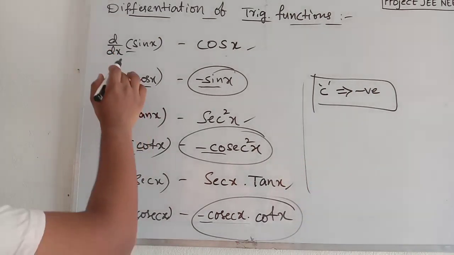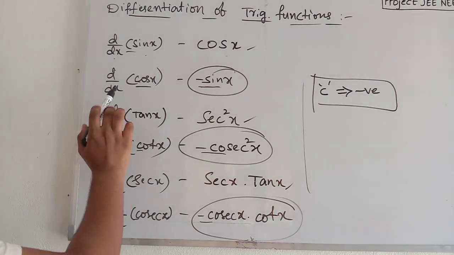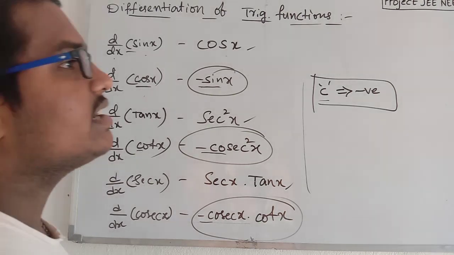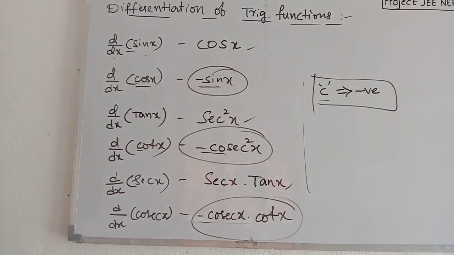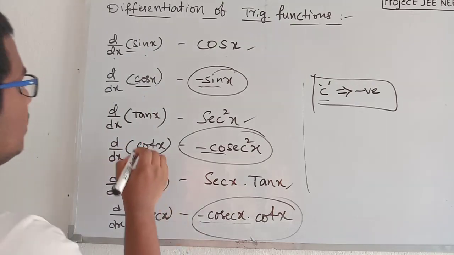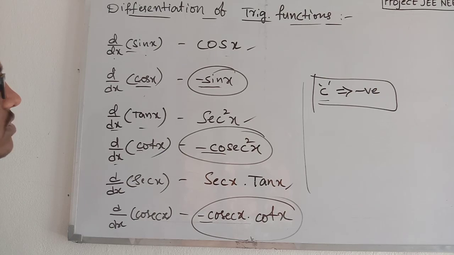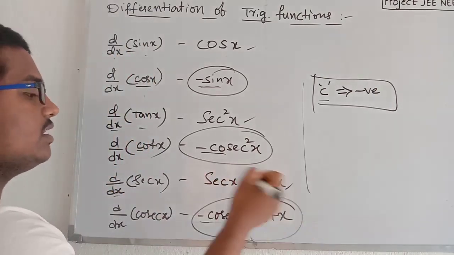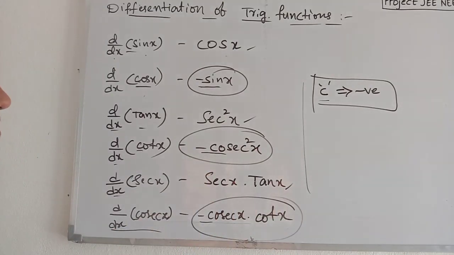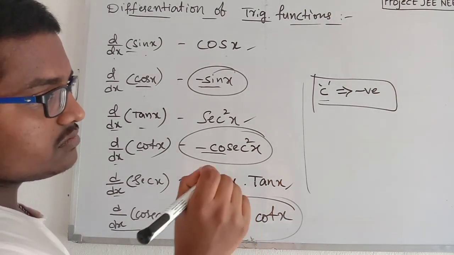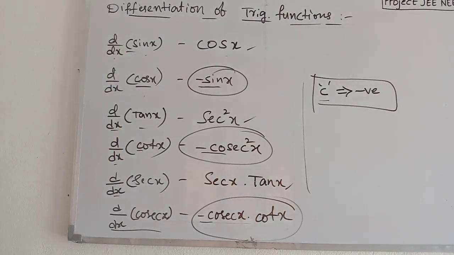You will remember all these in a simple way. D by dx of sin x is cos x. D by dx of cos x is minus sin x. Letters starting with C will get negative derivatives. Then it will be easier to differentiate the trigonometric functions. D by dx of tan x is secant square x. D by dx of cot x is minus cosecant square x. D by dx of secant x is secant x into tan x. D by dx of cosecant x is equal to minus cosecant x into cot x. These are the 6 formulas, the 6 results of derivatives of trigonometric functions.